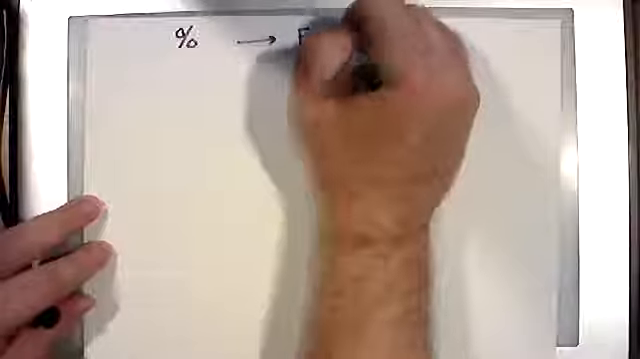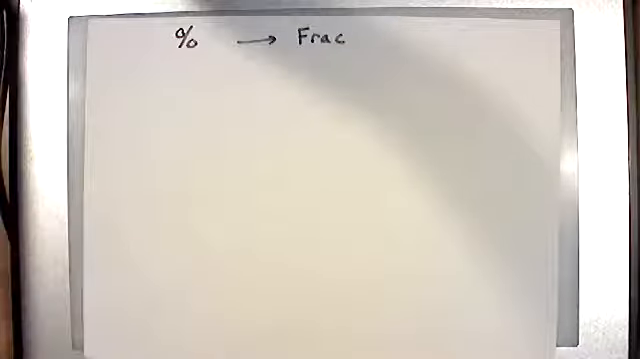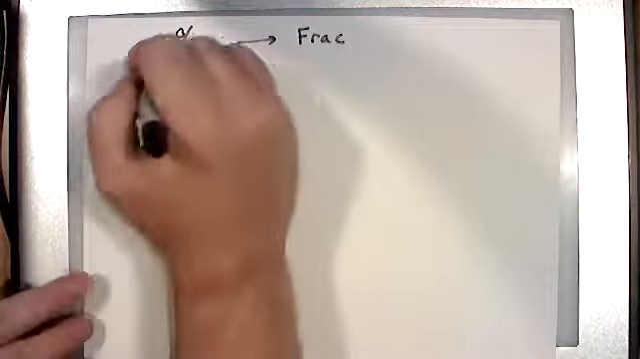My marker's starting to die here. Percent to fraction. Now, here's the thing. Percent to fraction is kind of difficult to do sometimes. So the percents to fractions and the fractions to percents, these are the annoying ones because it just depends on the problem how easy or hard they're going to be. So let's take 92%. Let's just jump right in.